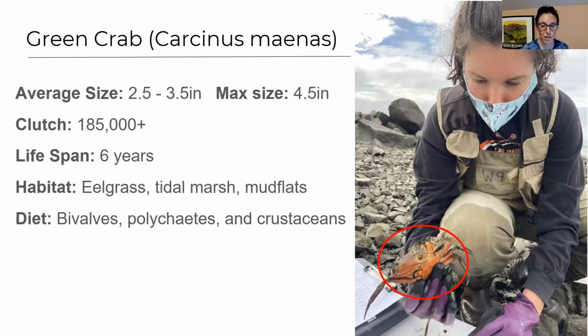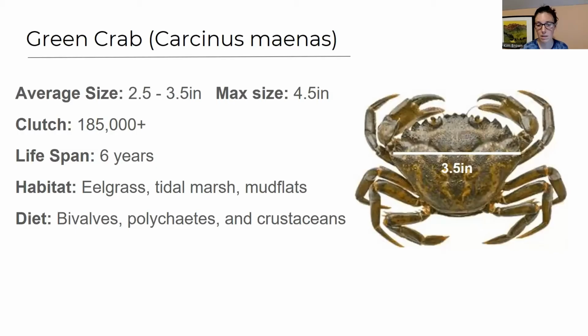So the best way to actually identify green crabs is by the 5 spines on each side of their eyes, which I've circled here on the PowerPoint. They also have 3 bumps in between their eyes. So definitely, if you're trying to look for green crabs, this is the best way to identify them.